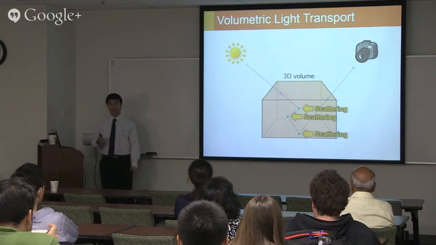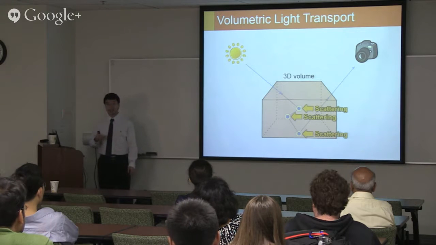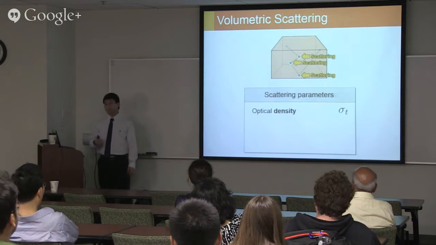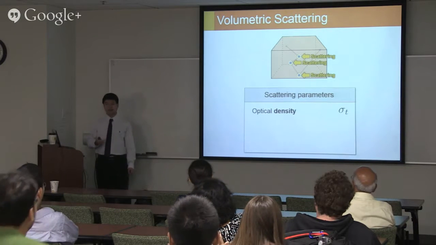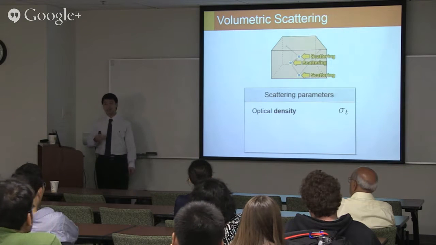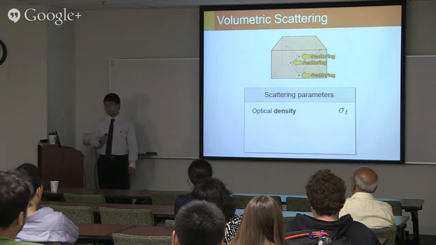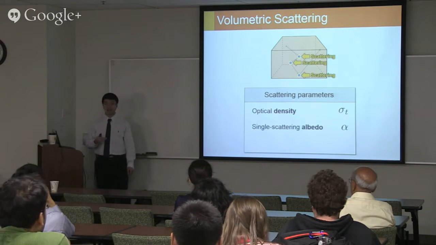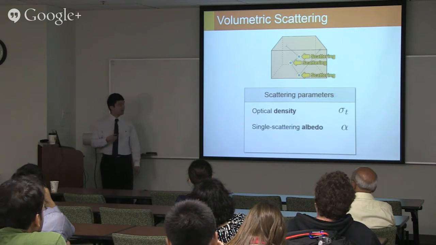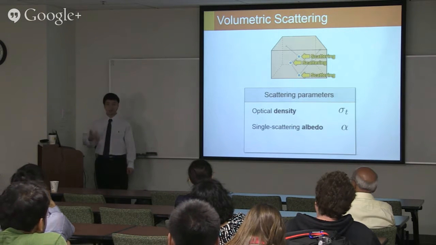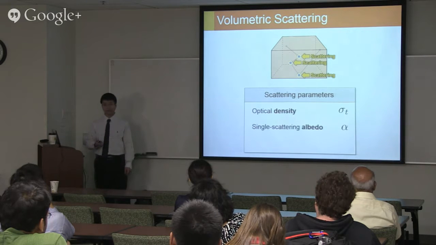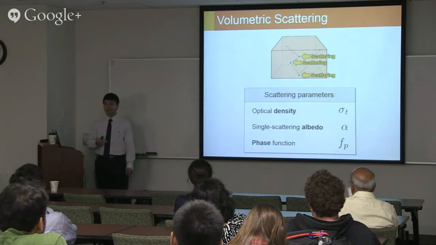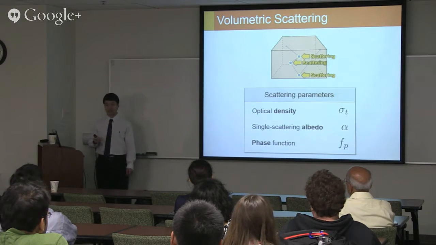Each time light scatters, its new direction and intensity is determined by a set of scattering parameters. In particular, the optical density controls how often light scatters. The denser a material, the more often light scatters. Then the single scattering albedo controls how much light is lost at each scattering. The higher this coefficient, the less light will be lost, so the object will overall become brighter. Finally, the phase function controls the distribution of light's new direction given its original.